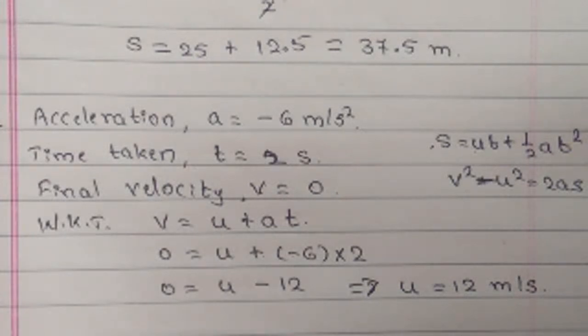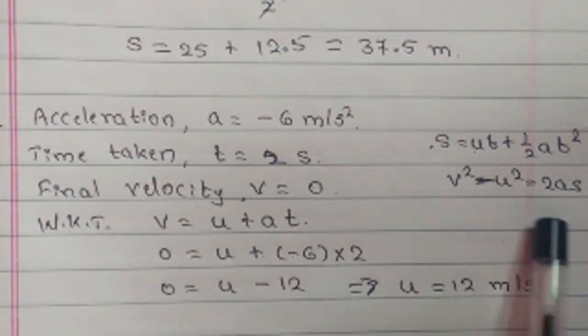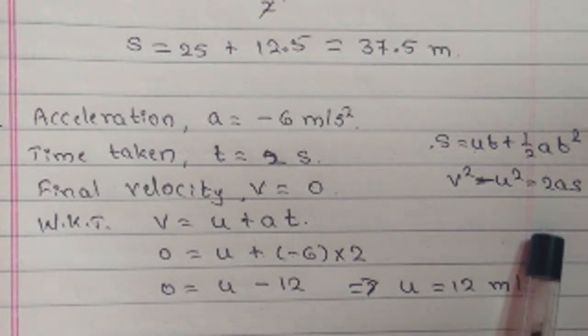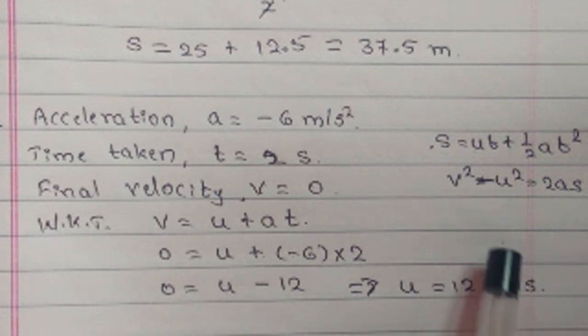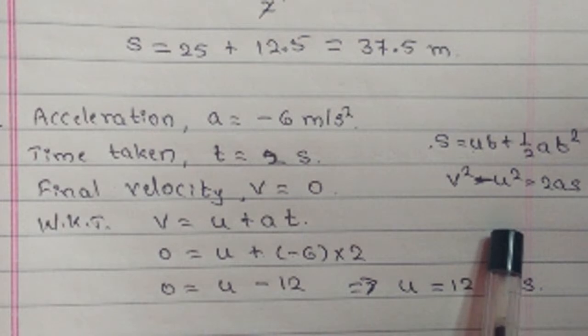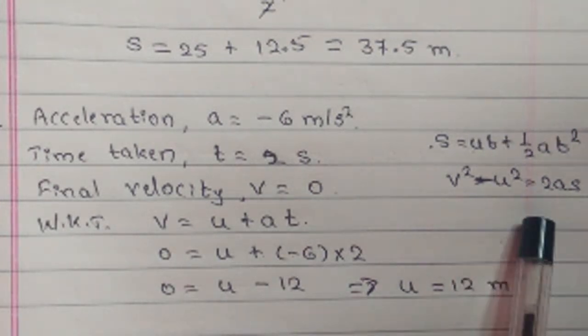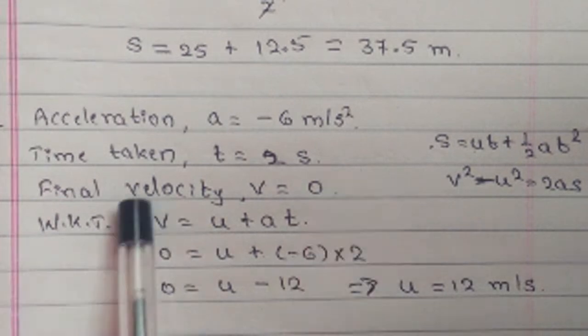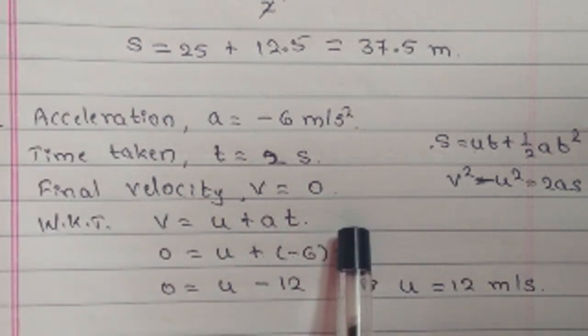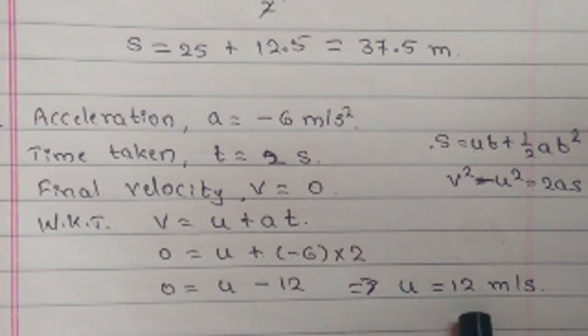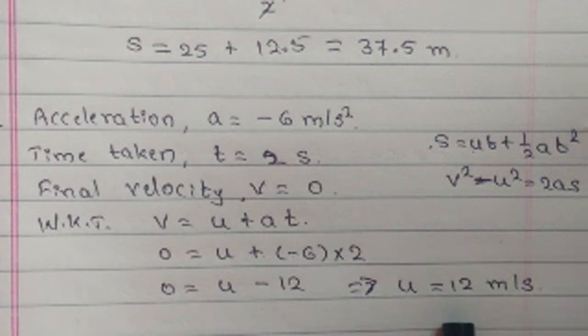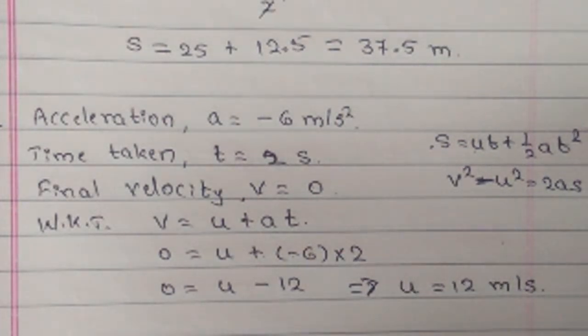Then we have two expressions to find the distance traveled: s equals ut plus half at square, and the second one, v square minus u square equals 2as. But in these two equations, each single equation contains two unknown quantities, therefore we can't solve. So that's why first we have to find the initial velocity. By using the first expression of equations of motion, v equals u plus at, we found the value of initial velocity, u equals 12 meter per second. Now we can use the formula.